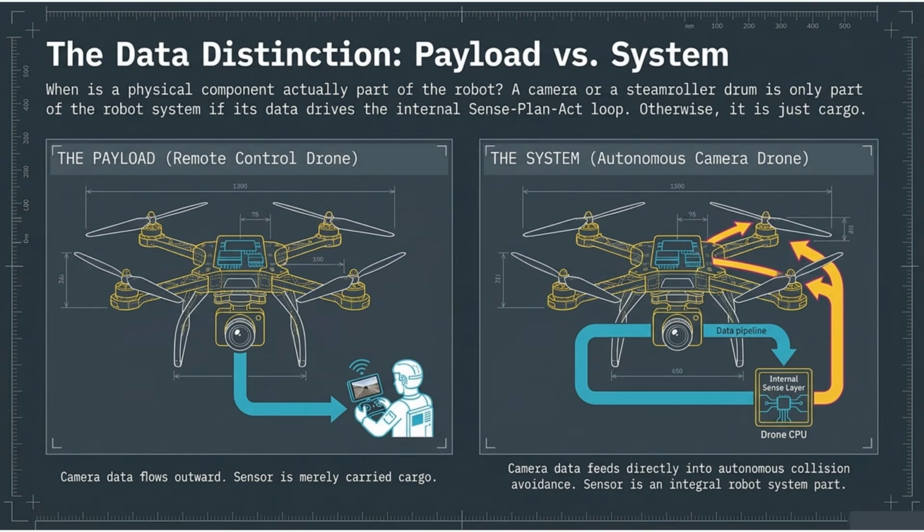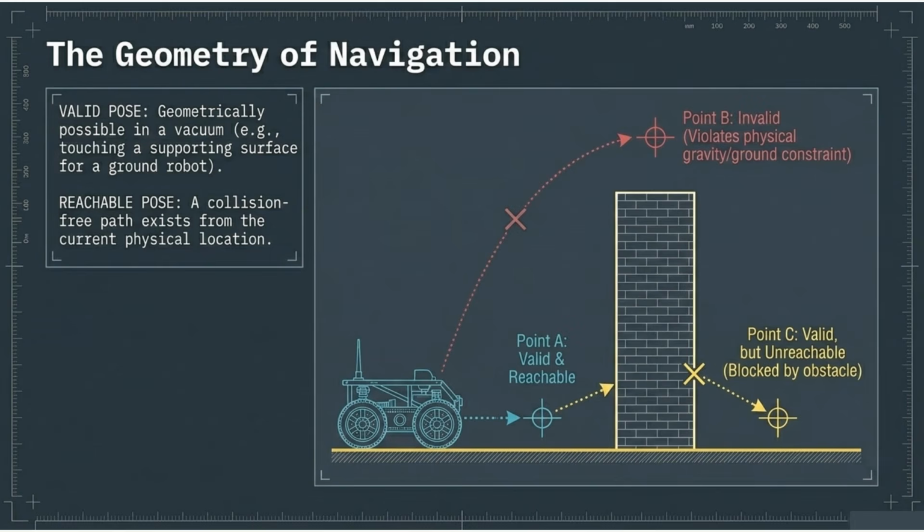The geometry of navigation. Valid pose: geometrically possible on a supporting surface. Reachable pose: a collision-free path exists from here. Point A is valid and reachable. Point B floats in air, invalid for a ground robot. Point C sits on the other side of a wall, valid but unreachable. Navigation planners must distinguish all three, not just compute straight-line distance.